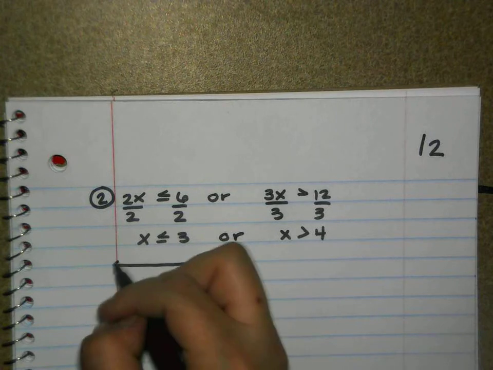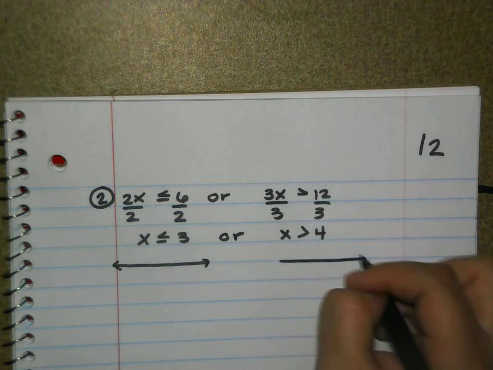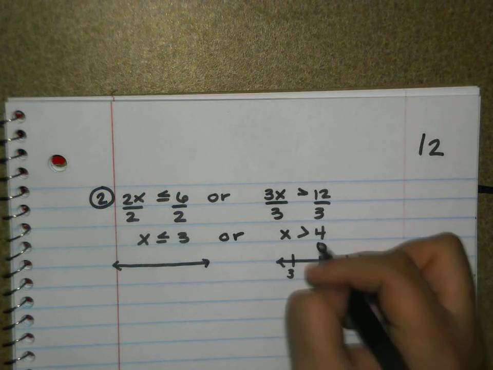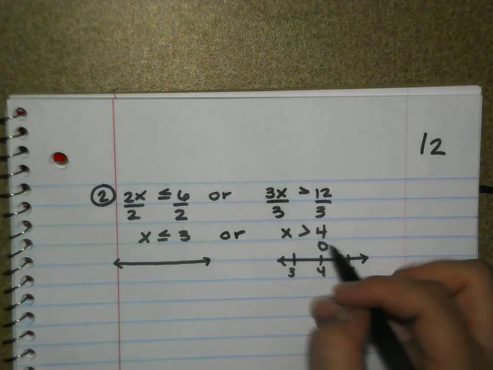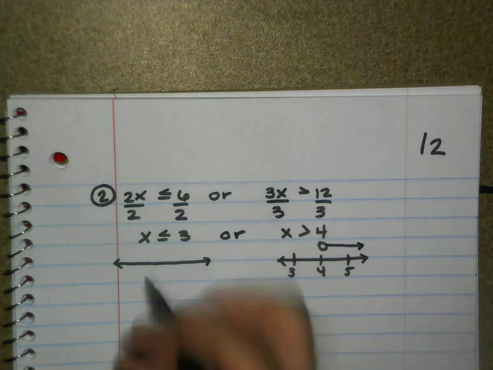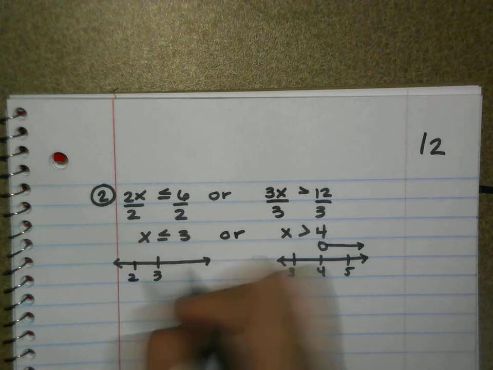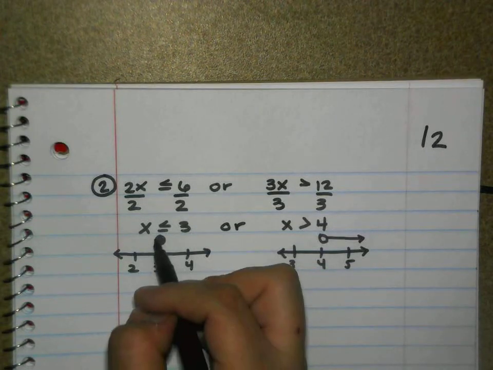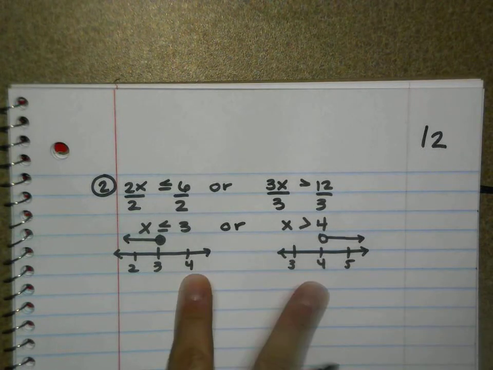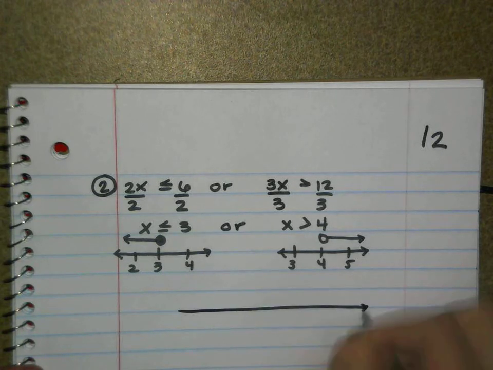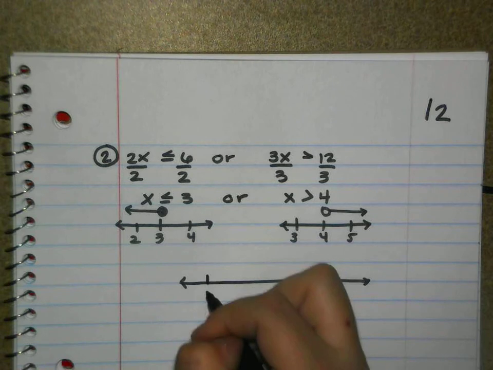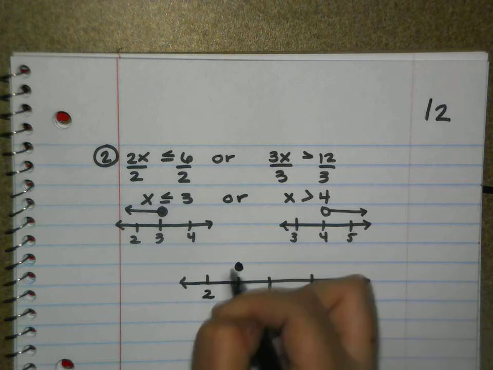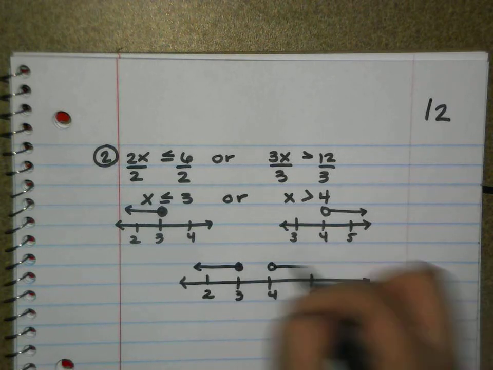Their separate graphs are going to look like this. We'd have 4, 5, 3. Open circle because there's no equal to here. And this is going to be everything greater than 4. This one is going to be 3, 2, and 4. Closed circle at 3 because it has an equal sign. Everything smaller than 3. When we take these two and combine them on one graph, we're going to have 2, 3, 4, and 5. Closed circle here to the left. Open circle here to the right.